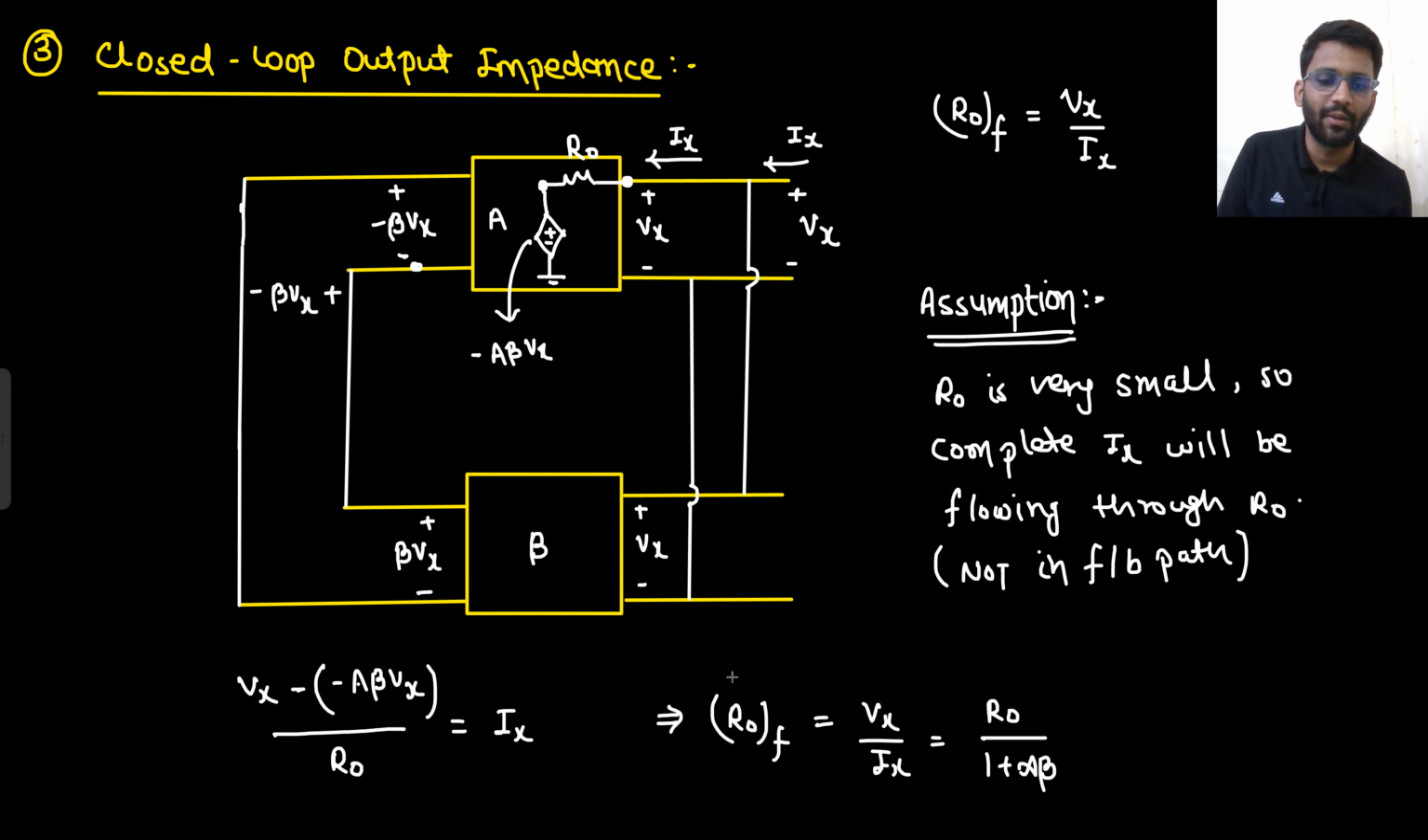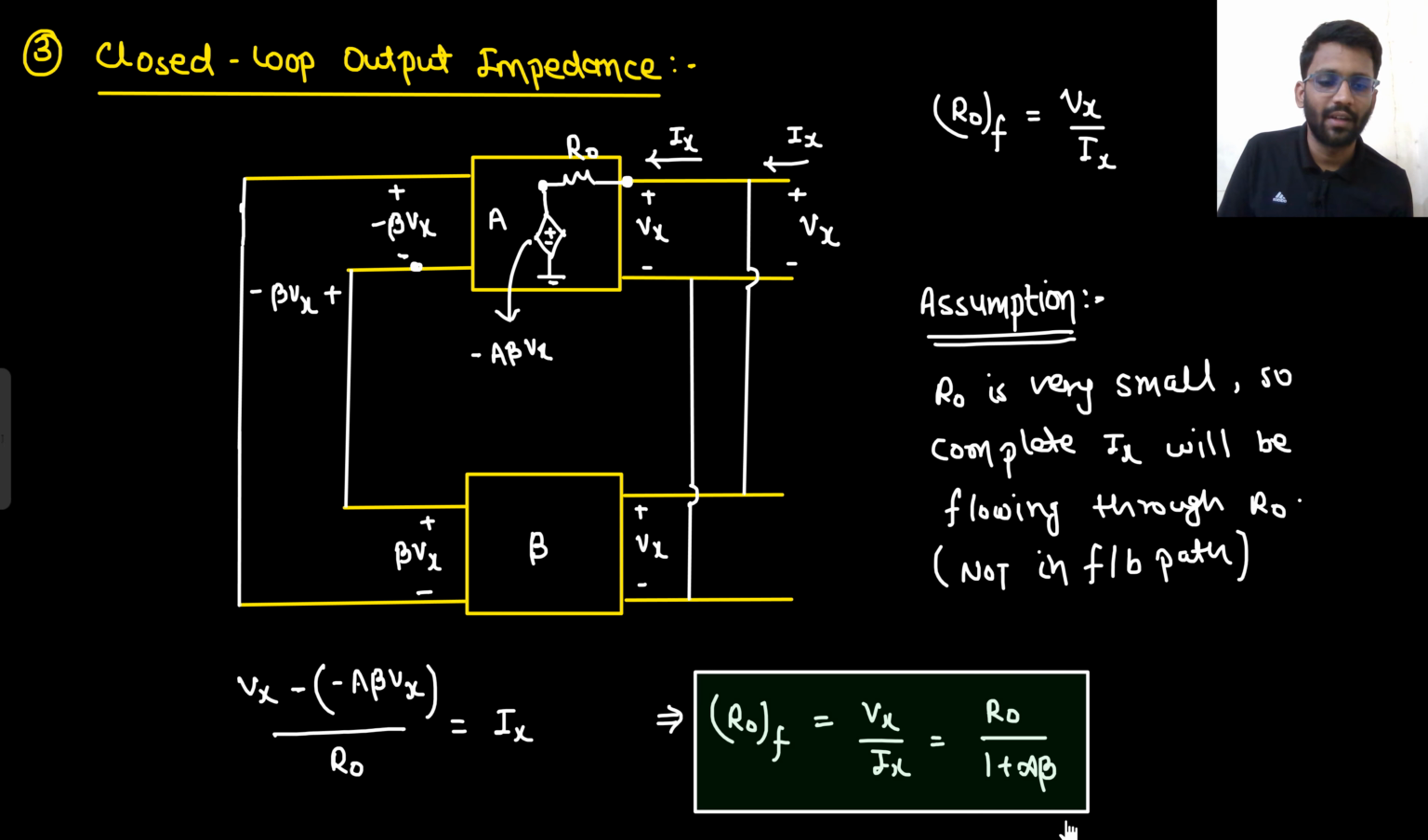How can you explain it logically? Tell me. You can explain it in the way that, sir, I know that a voltage amplifier has a lower output impedance. Why so? Because you want more and more voltage across the load. So output impedance should be as low as possible. So a voltage amplifier has lower output impedance. So if I am connecting in feedback, then output impedance will be more reduced.